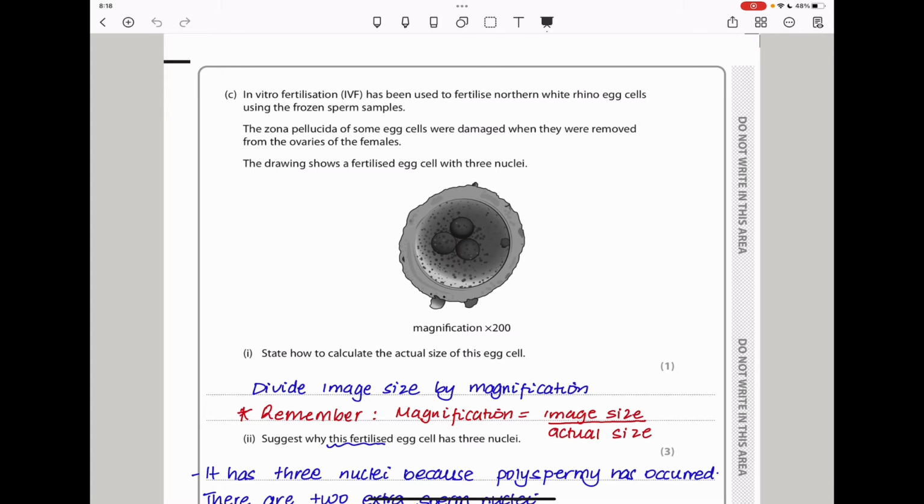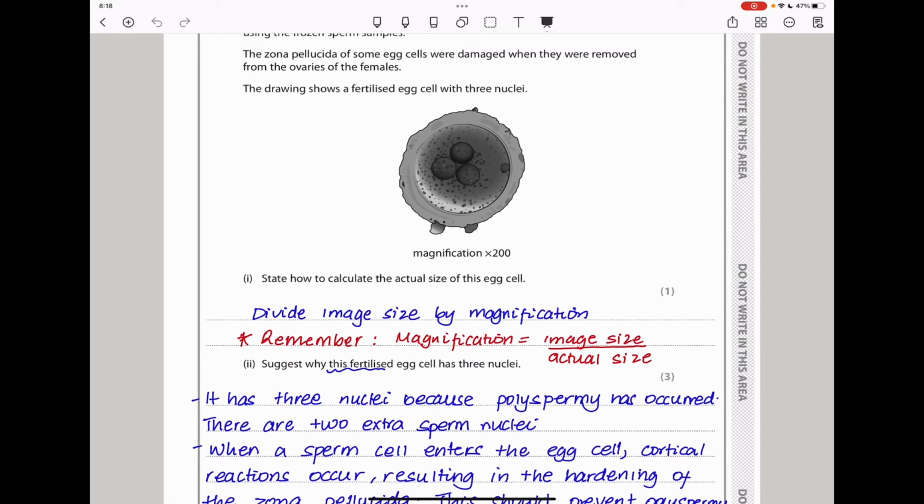A fertilized egg cell should have 1 nucleus inside because the sperm cell nucleus and the egg cell nucleus have already fused. If we have 3 nuclei inside, it means there is a problem. Maybe the zona pellucida was not hardened enough, or the region around the cell was not hardened enough to prevent polyspermy. So it means polyspermy has taken place.